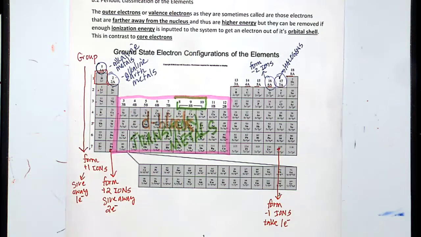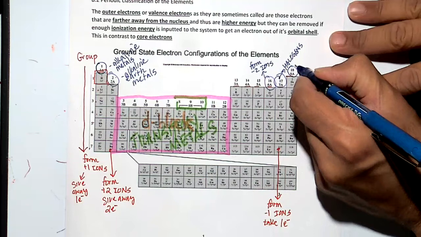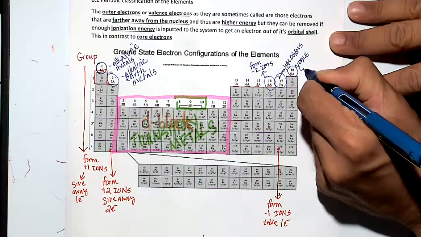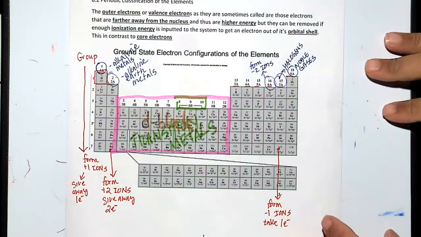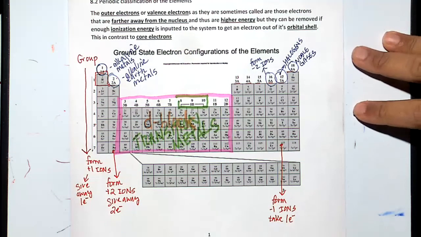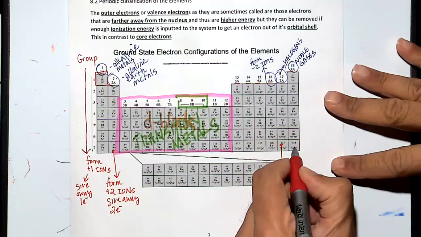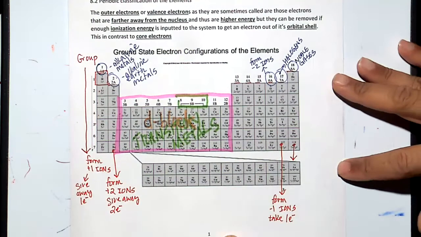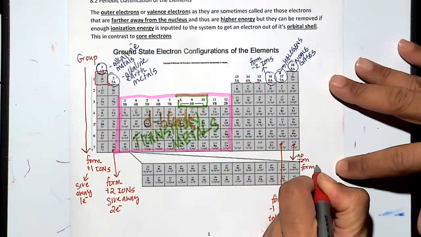Finally, this group that is special is hopping over from 17 or 7A to 18 or 8A. These are the noble gases. They're not going to form ions, unless under extreme non-physiologic conditions. But for Gen Chem, they will not form ions, so no ion formation. And they're stable.